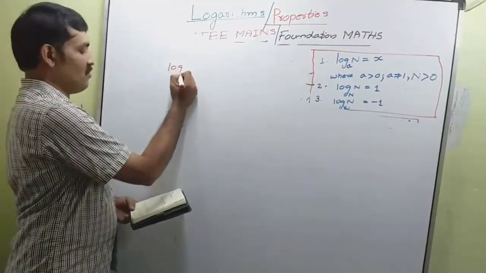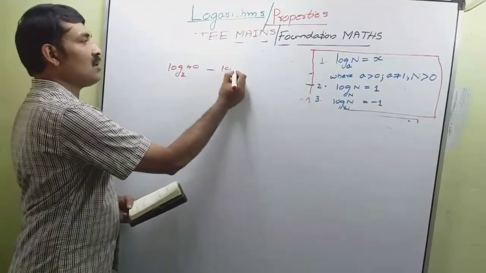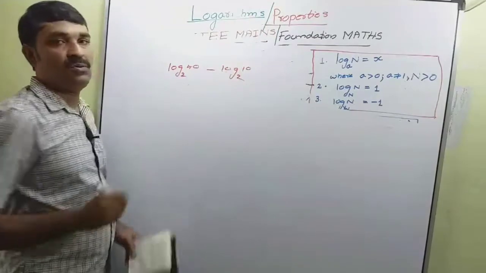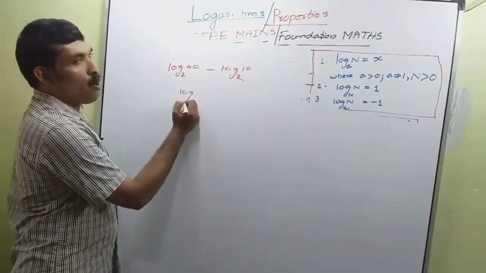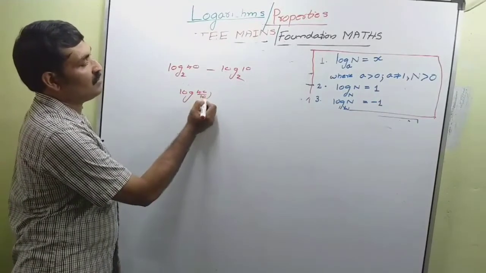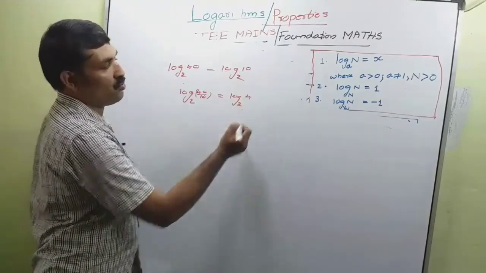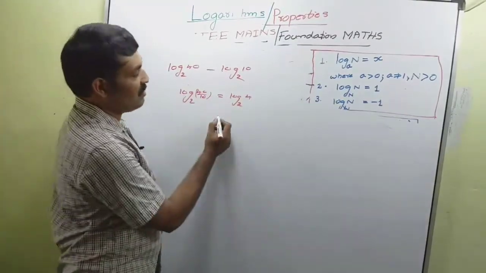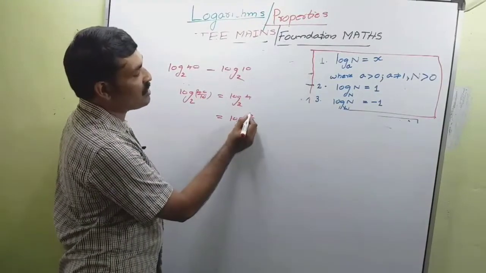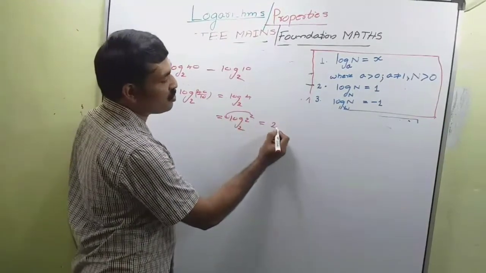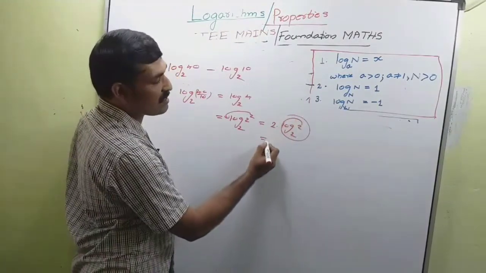Find the value of log 40 base 2 minus log 10 base 2. Okay, this is log a minus log b form. We can write this as log 40 by 10 to the base 2, that is log 4 to the base 2. 4 can be written as 2 square. So, this is equal to log 2 square to the base 2. This 2 will jump here. So, this is equal to 2 times log 2 to the base 2. This term is equal to 1. So, the answer is 2.